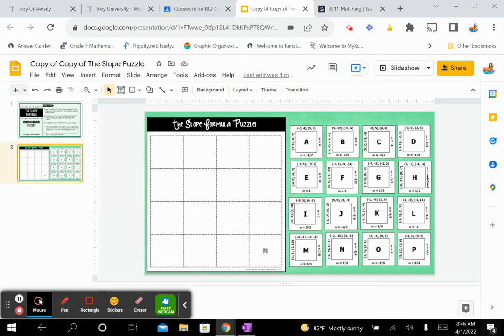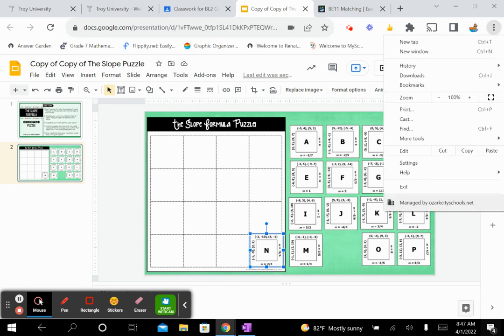This is about slope. This is about your y minus y over your x minus x. It gives you the first problem. It gives you n right here, so you're going to take this and move it over to n. Now you need to work this problem up here and this problem on the side so that you know what box to put here and what box to put here.